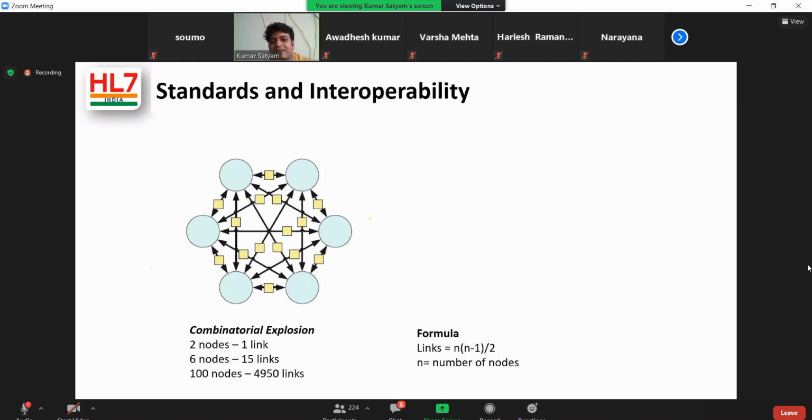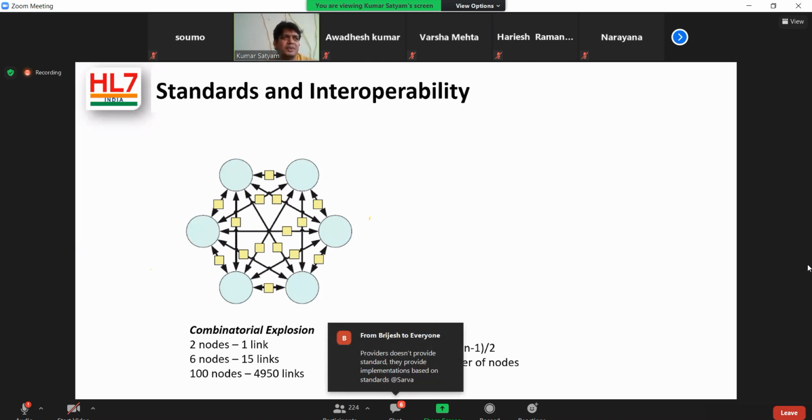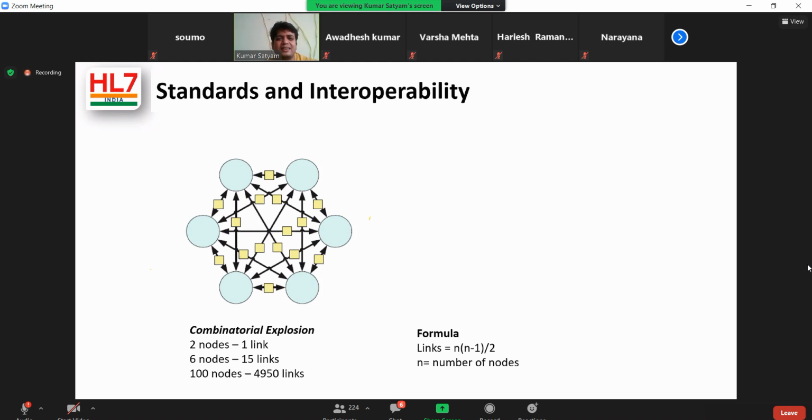But think of if you have to connect 100 nodes, and that's quite common in healthcare. You will find upwards of 50 to 100 systems or equipment in a fairly decent sized hospital. So the number of point-to-point connections that you need to maintain is around 4,900. And the formula is given on the right: n times (n minus 1) divided by 2, right?